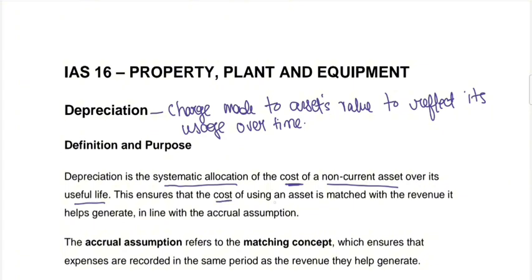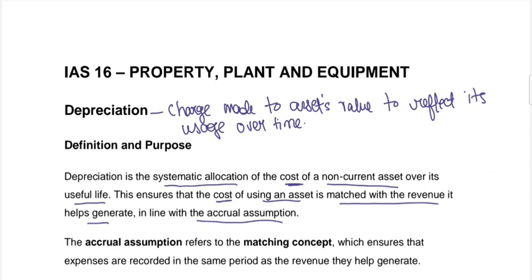This ensures that the cost of using an asset is matched with the revenue it helps generate, in line with the accrual assumption. Now, when an entity buys a non-current asset that is held under IAS 16, the entity is not going to make that entire charge of the purchase to profit or loss. It is not going to recognize that purchase as an expense in the profit or loss. It is going to capitalize that amount, recognize it as a non-current asset, and record it in the books. This is what we discussed in the previous session, right?